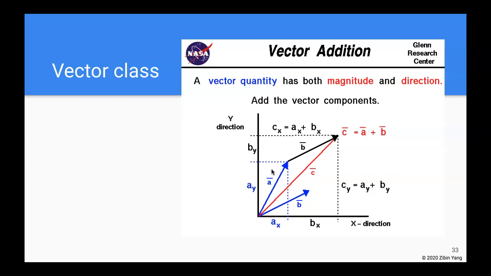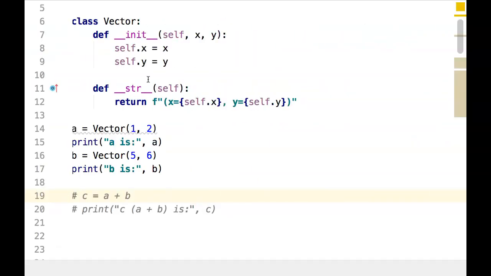For a quick review of what a vector is, at least a two-dimensional vector, it has a direction and a magnitude on an x and y plane. This blue line is one vector, and because it's on an x and y plane, the vector has an x component, a x here, and also a y component. To represent a vector, we can just define the vector class.